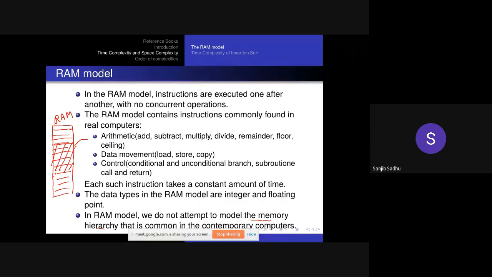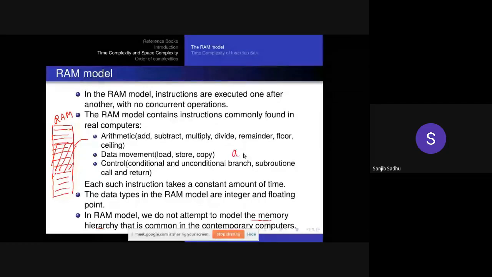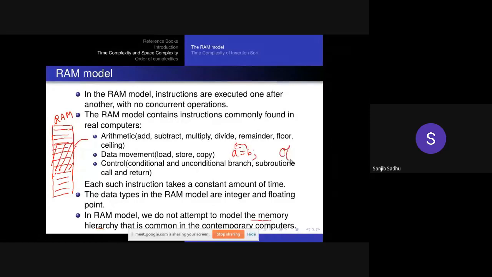We assume that there exists such a machine, and these are the instructions that can be executed on the RAM model, and how much time they take. We go for constant time. And what do you mean by load and store? Suppose you are writing a equal to b, an assignment. The value of b is assigned to a. So how much time does this take? It goes for one constant amount of time. Similarly, store to x, where x is another label, takes constant time.